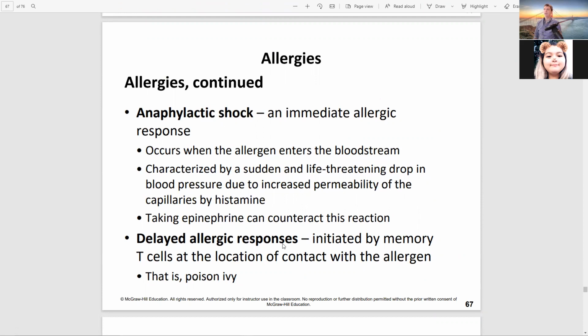You can also have a delayed allergic response, which is initiated by memory T cells at the location of contact with the allergen. So an example there is poison ivy.